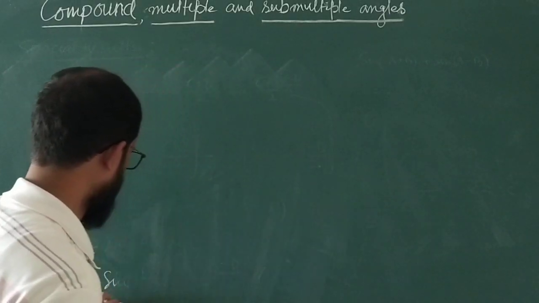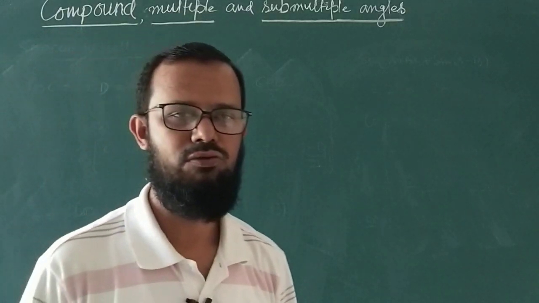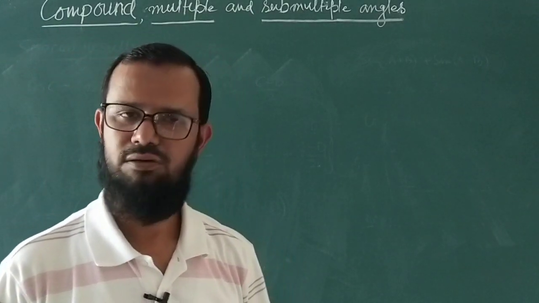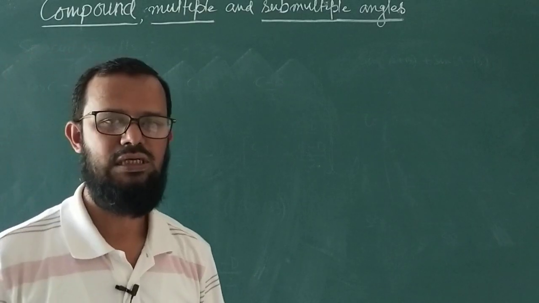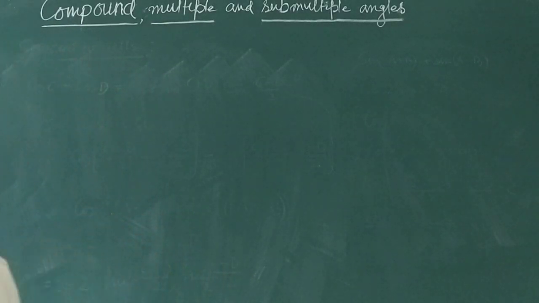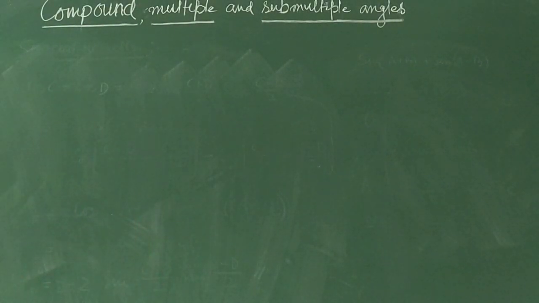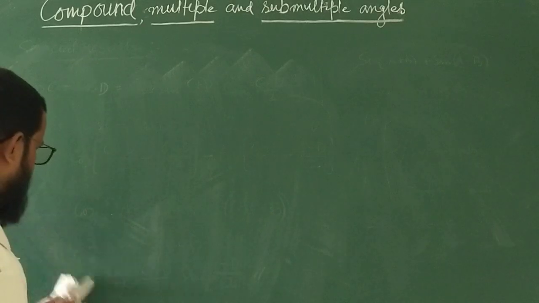In the last class I discussed multiple angles like twice a: sin twice a, cos twice a, tan twice a. Okay, and today we are discussing sin 3a, cos 3a, tan 3a. What are the results of sin 3a, cos 3a and tan 3a? We will discuss this today, okay.